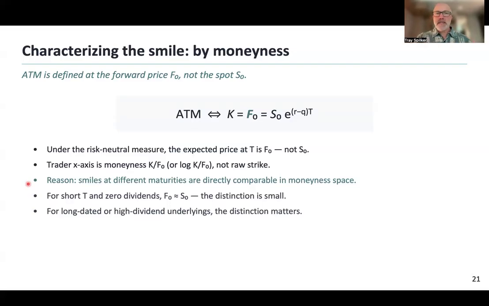For short maturities, with zero dividends especially, the forward price is going to be equal to the spot price, so it doesn't really matter. For longer-dated equity options or index options, or for high dividend-paying underlying stocks, using F0, this distinction matters. So we can't just substitute the spot price. It matters a lot, in fact.